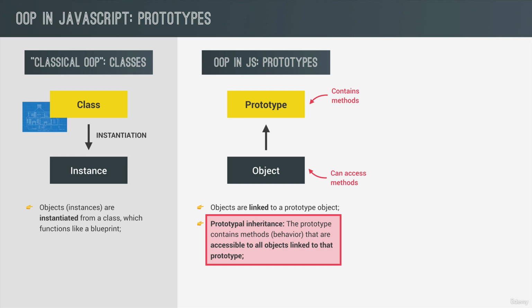So again, prototypal inheritance means that all objects that are linked to a certain prototype object can use the methods and properties that are defined on that prototype. So basically, objects inherit methods and properties from the prototype, which is the reason why this mechanism is called prototypal inheritance.